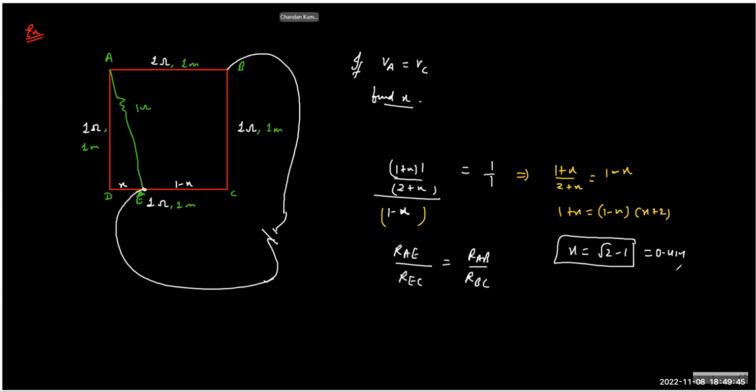And this is a fraction, right? It should have been a fraction because the total length is 1 meter. So this is root 2 minus 1. This was a KVPY question, and I think this was the toughest question from the balanced Wheatstone bridge.